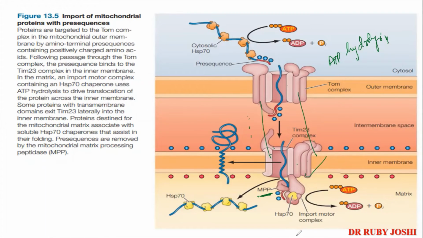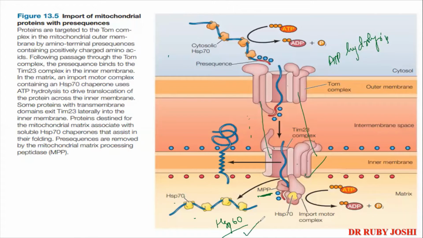Then it will come. Then what is happening again? The polypeptide chain is wrapped by the HSP70. The HSP70 earlier was the cytosolic one; this is the matrix one. So it is making sure that this is not getting misfolded. Okay, now it will go to your HSP60 where the correct folding will happen.